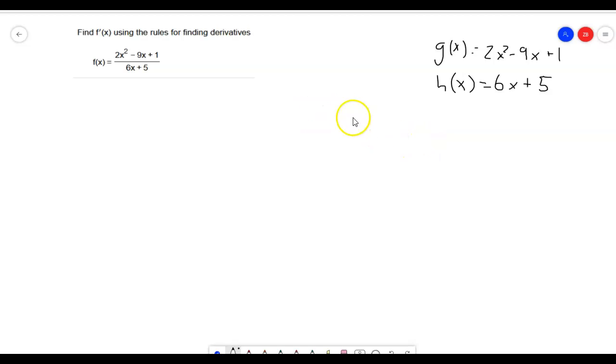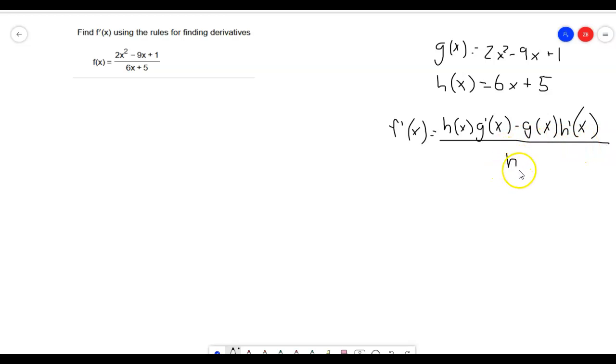And the formula tells us, once again, as long as h of x is not equal to 0, that the quotient rule says the derivative of f of x, so f prime of x, is going to be equal to the bottom function times the derivative of the top function, minus the top function times the derivative of the bottom function, all over the bottom function squared.